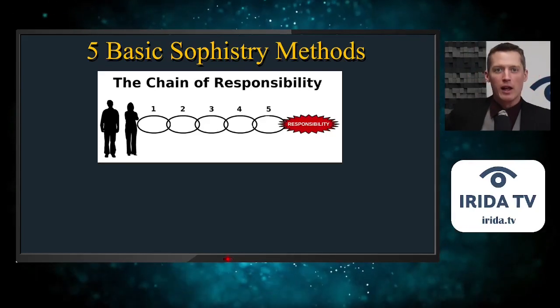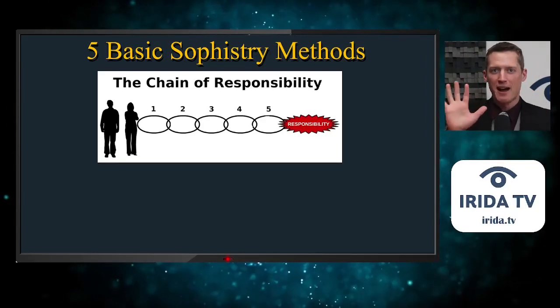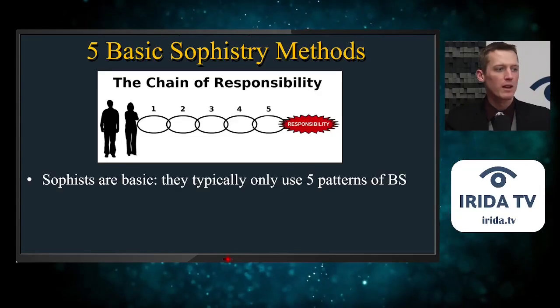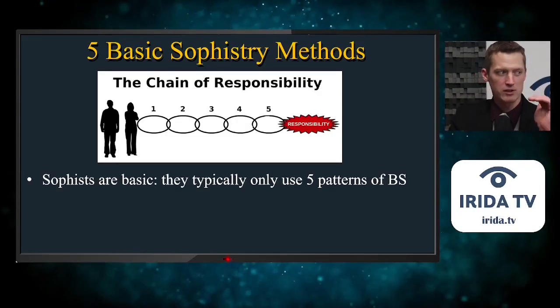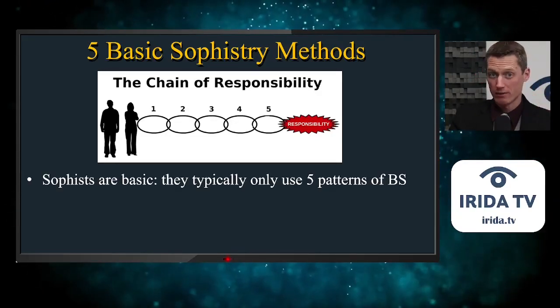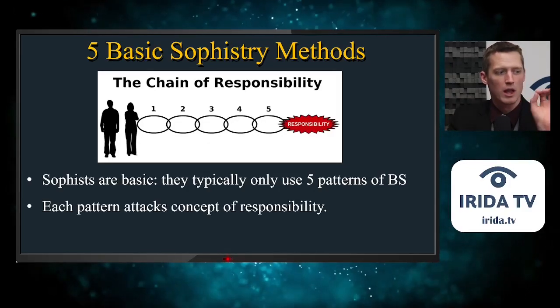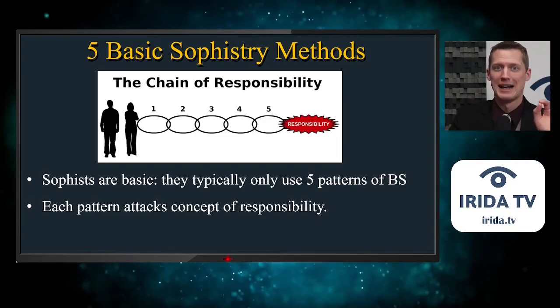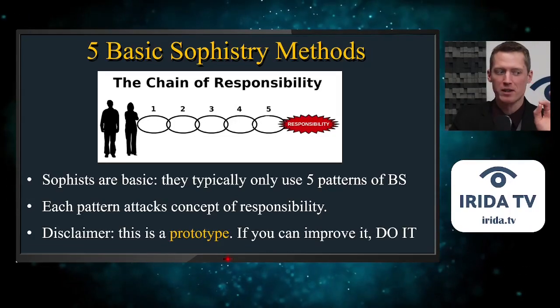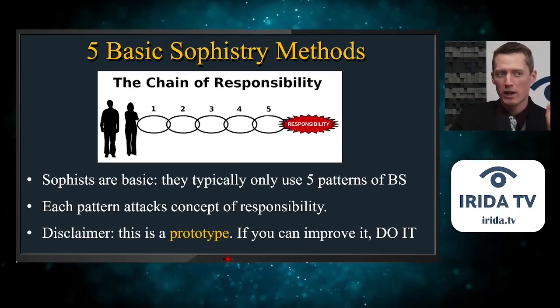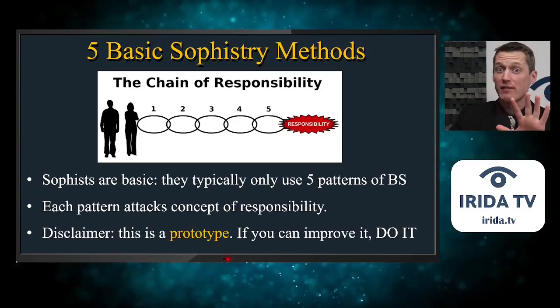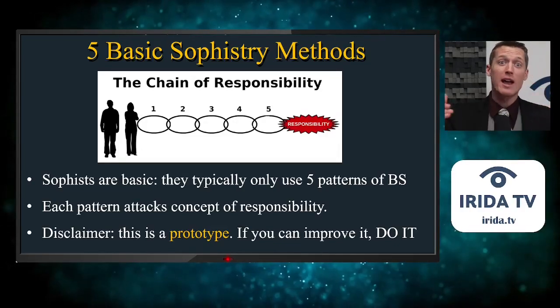Let's keep going. So, when I said that my crazy family followed some basic patterns of manipulation when I was figuring this out, I was able to break things down into 5 basic patterns. And because sophists are typically basic, they're typically using these 5 different patterns of bullshit. Each pattern attacks a concept of responsibility.